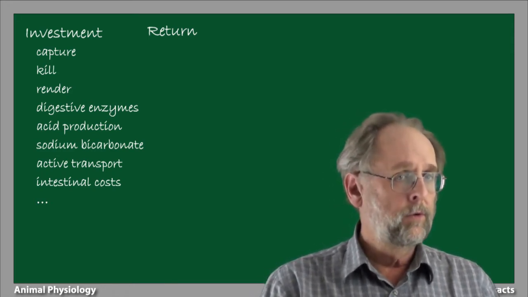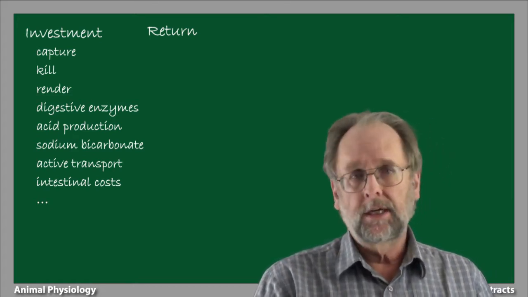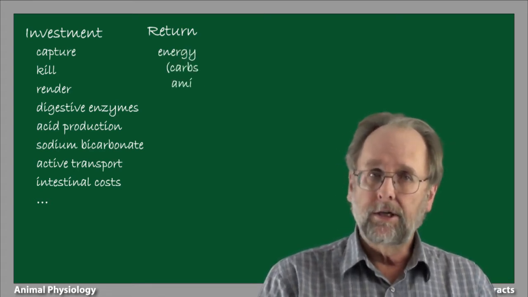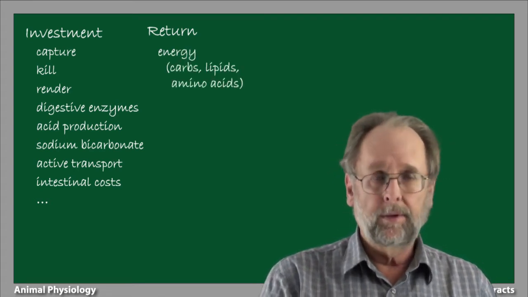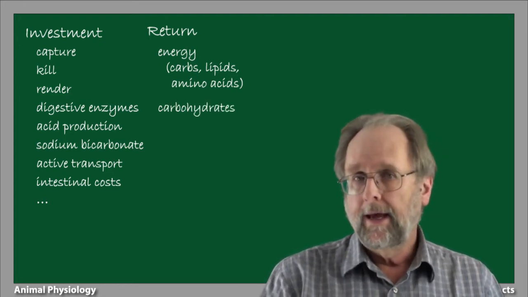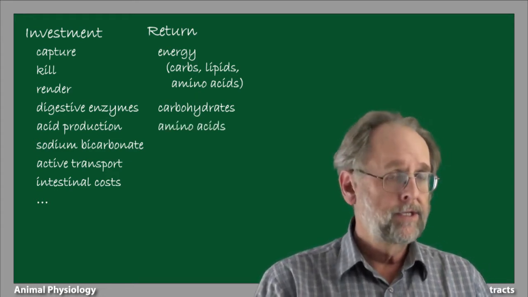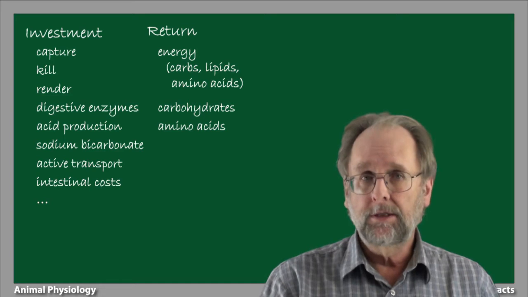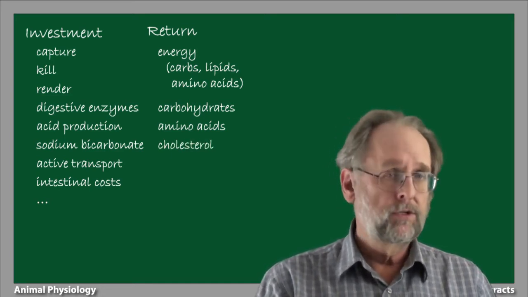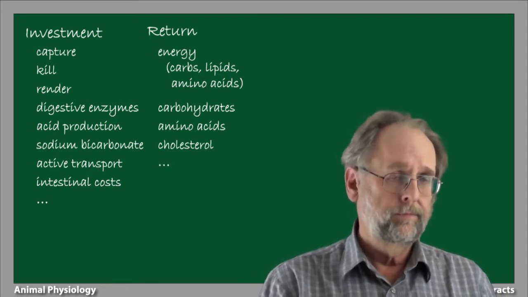What makes it all worthwhile is the return on this investment. An animal that successfully manages to do all these things in the left-hand column gets energy returns in the form of metabolizable carbohydrates, lipids, and amino acids. And it gets materials for structure, things like carbohydrates, amino acids, which can be synthesized into proteins, cholesterol, which helps maintain and manage cell membranes, and so forth. Here, again, the list goes on and on.